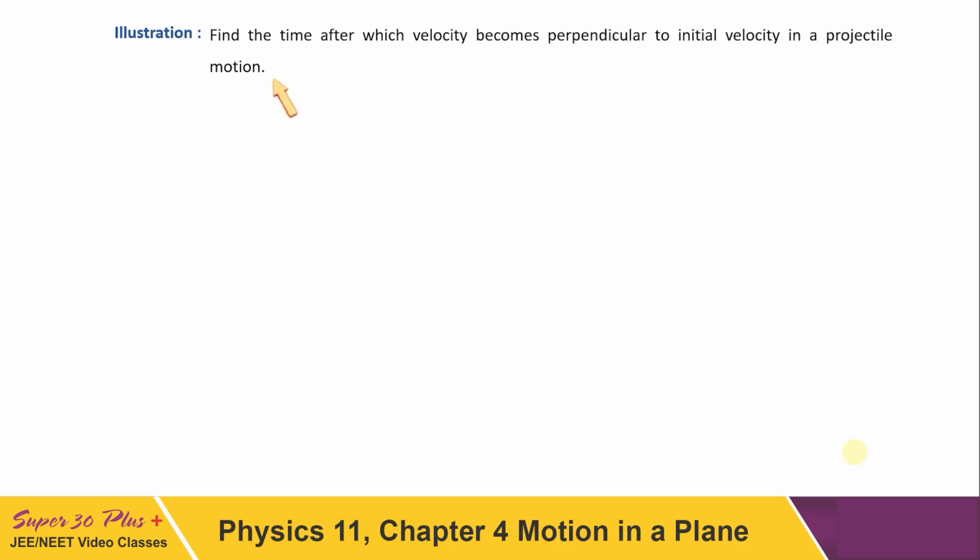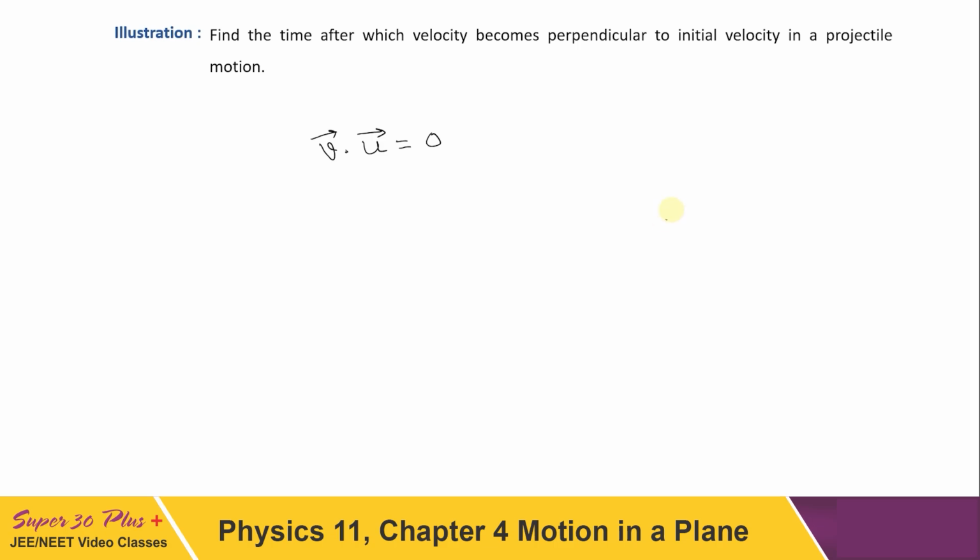Though we have not yet started the projectile motion, we can still check after what time the velocity will be perpendicular to the initial velocity with the help of vector analysis. Whenever it is said that the angle between two vectors is 90 degrees, the first thing that should come to mind is that the dot product of the vectors should be equal to 0. So, if velocity is perpendicular to initial velocity, it can be written as v dot u is equal to 0.